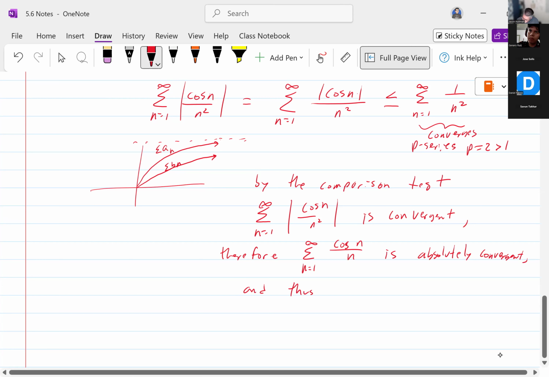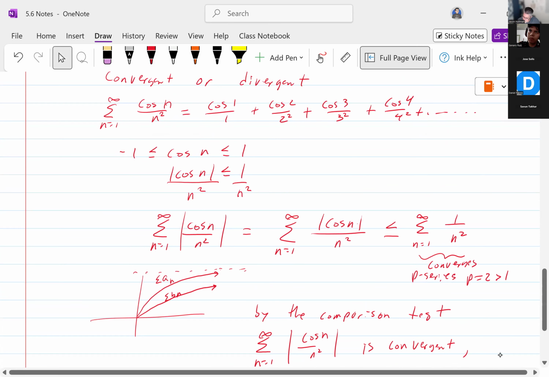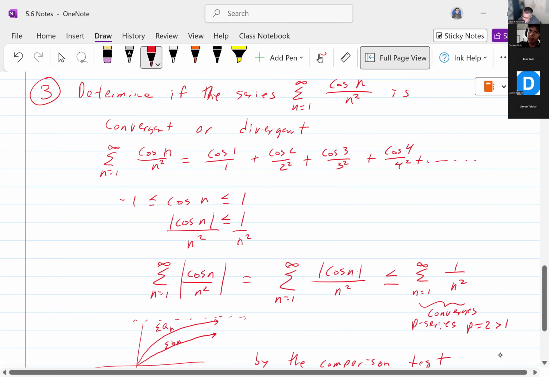And thus convergent. Okay, so that guy is in fact convergent. Okay, the original that we wanted. Okay, way back here. This thing will converge.